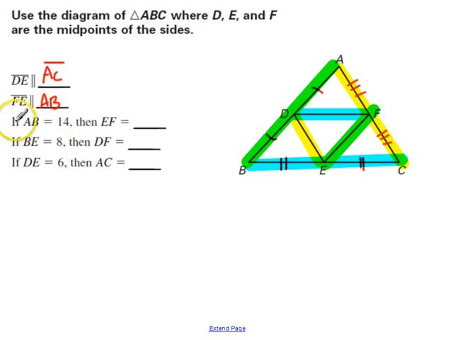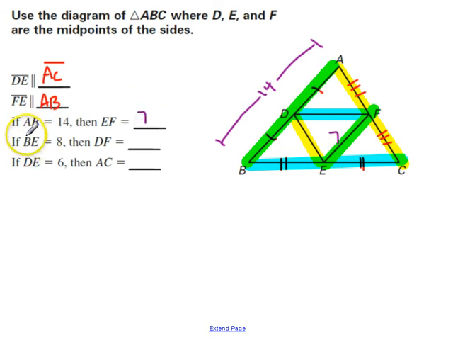And then here it says that if AB is 14, then how long is segment EF? So we can label AB as being 14, and then EF is the one that's parallel and half as long as AB. So half the length of AB would be 7.